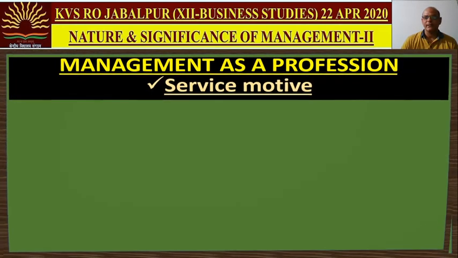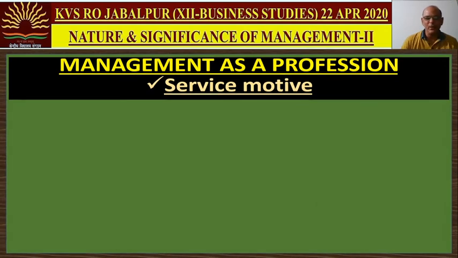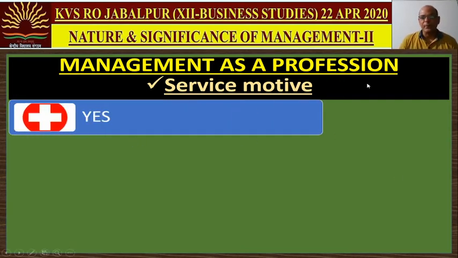Last point is service motive. What is the meaning of service motive? Can services be provided without earning profit, or can profits be made without providing services? No, they both are complementary. But we are talking about the priority. So priority means for all professionals, it is assumed that they must keep service motive primarily and earning motive secondary.